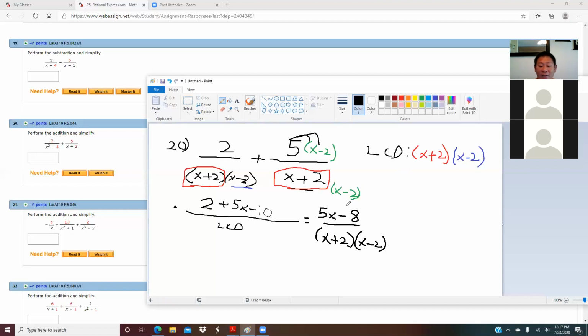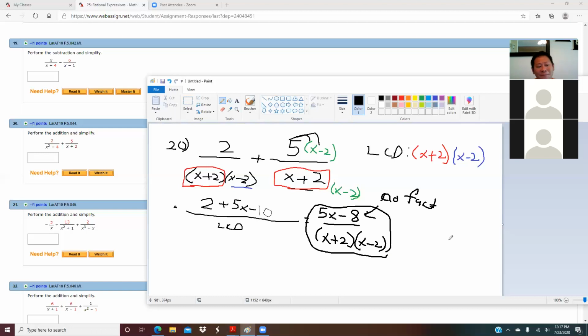And then we try to factor 5x minus 8, but 5x minus 8 cannot be factored. So if this cannot be factored, then this will be your answer in this case. You guys doing okay here so far?